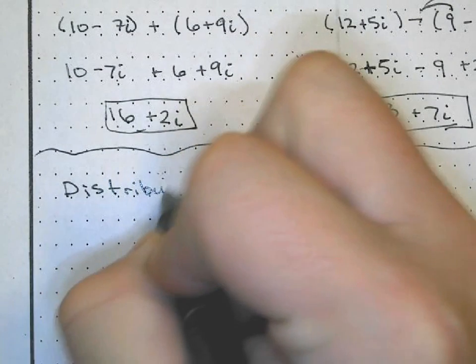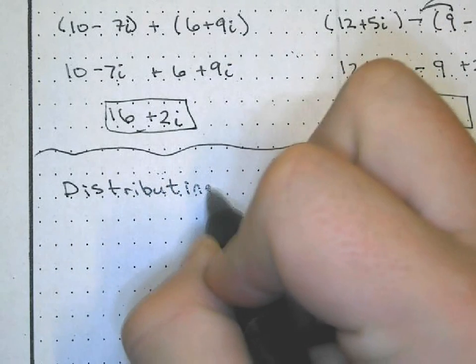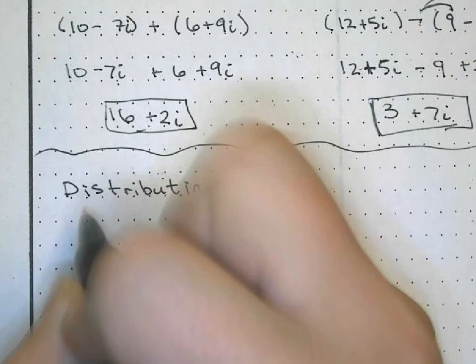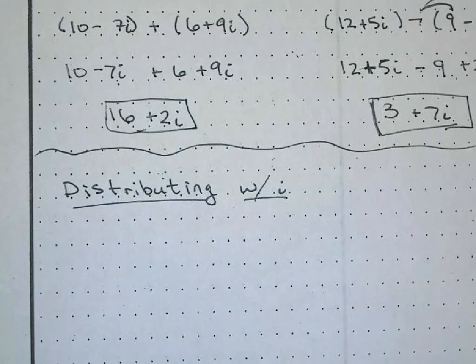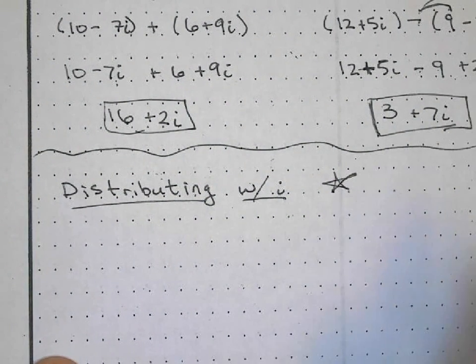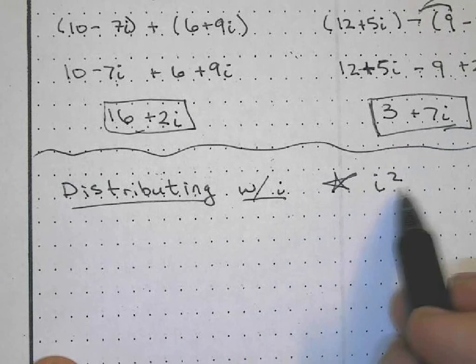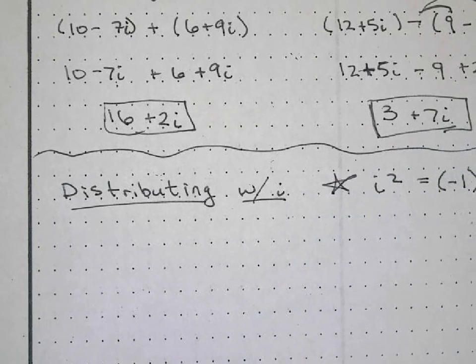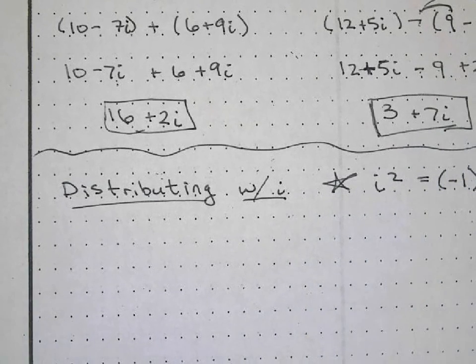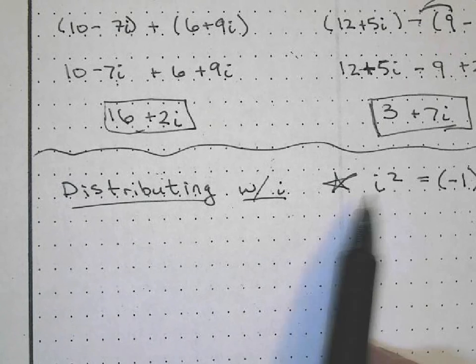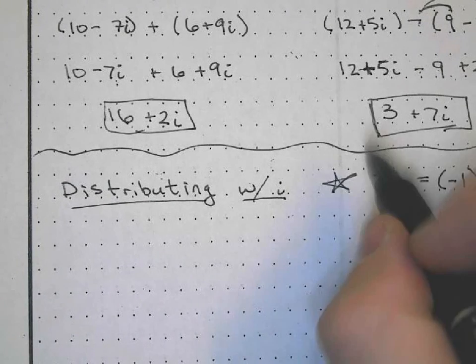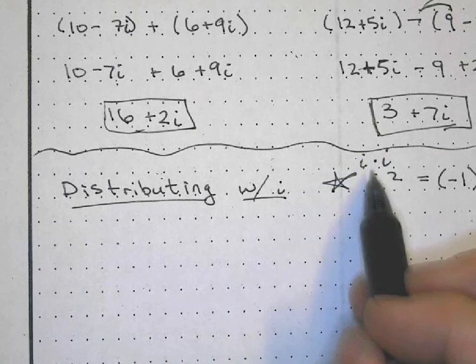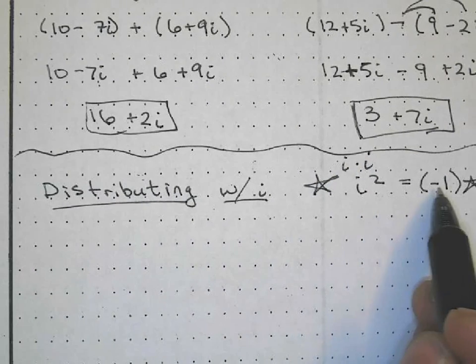Now we can distribute with i as well. Very important to realize is that i squared, so anytime I multiply i by i, will automatically equal negative 1. The radical kind of disappears. So anytime we multiply i times i, we'll get i squared. i times i is i squared, and that will equal negative 1.